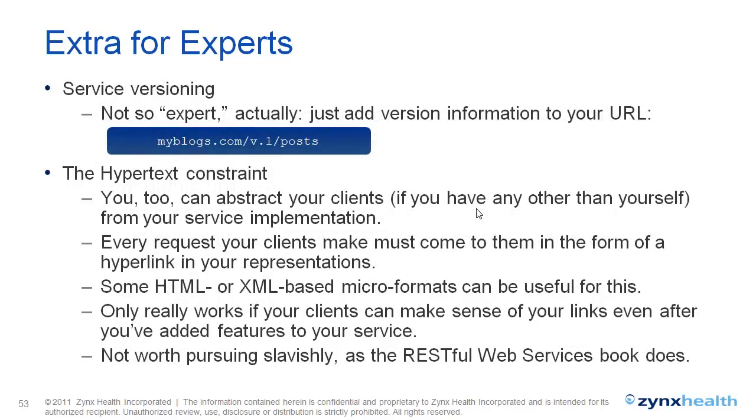Service versioning is often a good idea, and this one's pretty easy. You just introduce version information into the base of your hierarchy of URLs that you use in your service interface, like this. And then there's the hypertext constraint.